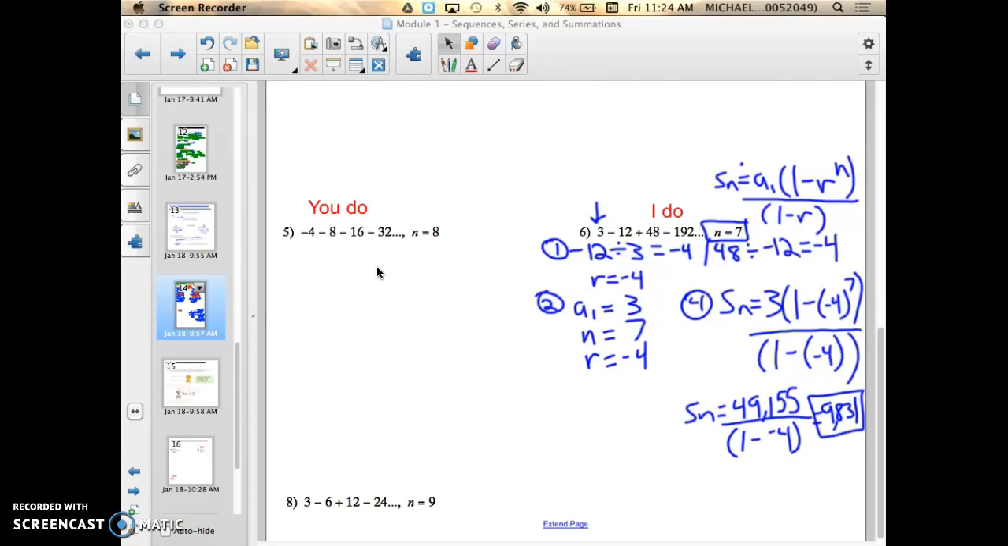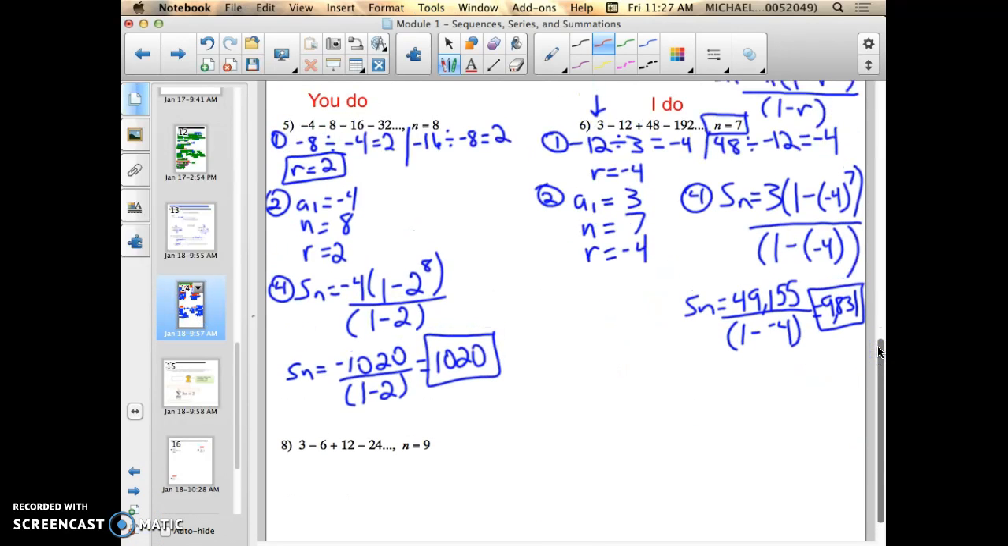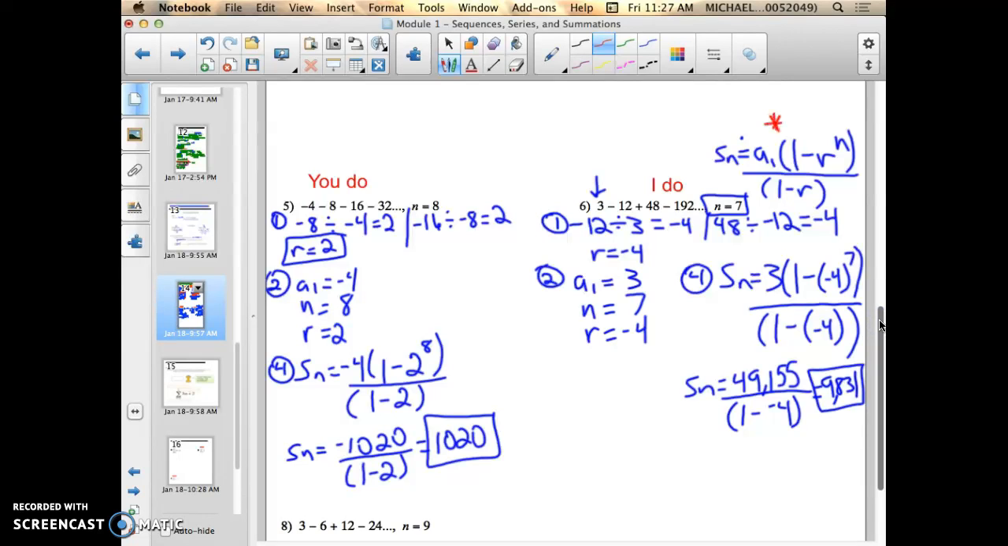At this time, will you pause the video as well so you can try number 5 on your own to check your understanding. You should have paused the video to try number 5 on your own. This is my work, so please check your work with mine to see if you've been able to understand this and do this correctly. Step 1, I determined it was geometric and I found the common ratio to be 2. Step 2, I identified all my key pieces of information that I needed to input into my geometric series formula.